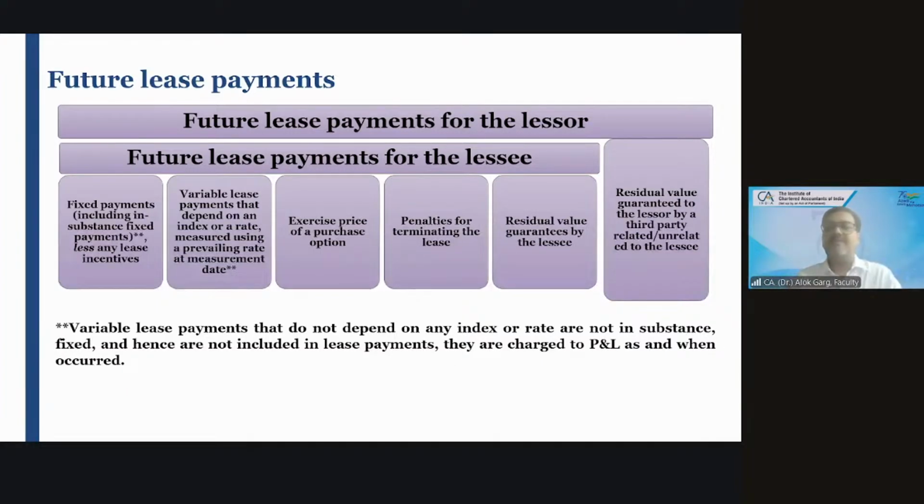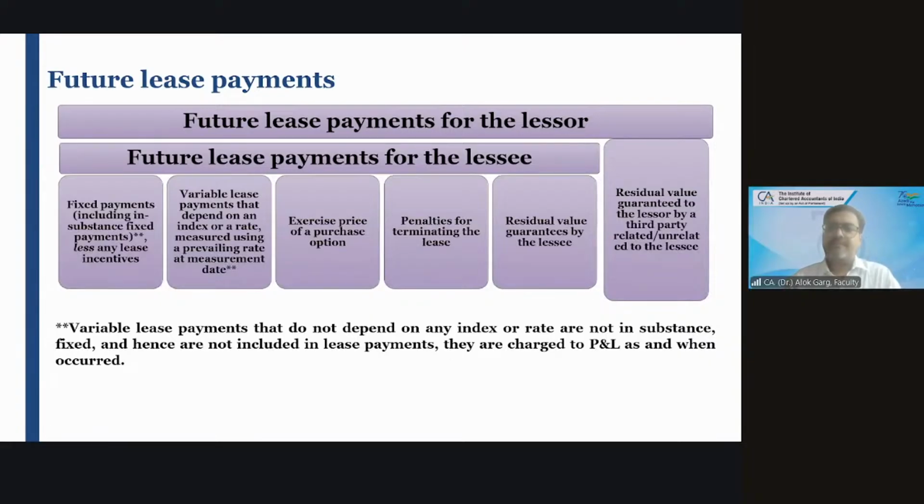And my dear friends, when I say lease payment, it is lease payment from the perspective of lessee as well as lessor both. First, we will discuss from the perspective of the lessee, what is the meaning of lease payment from the perspective of lessee. Fixed payment, including in substance fixed payment, less any lease incentive.